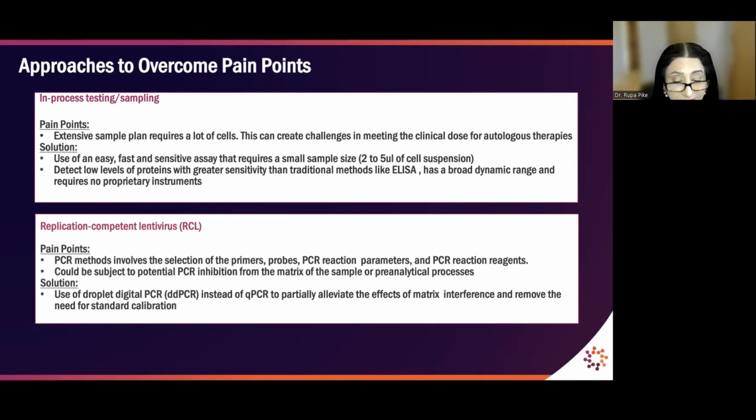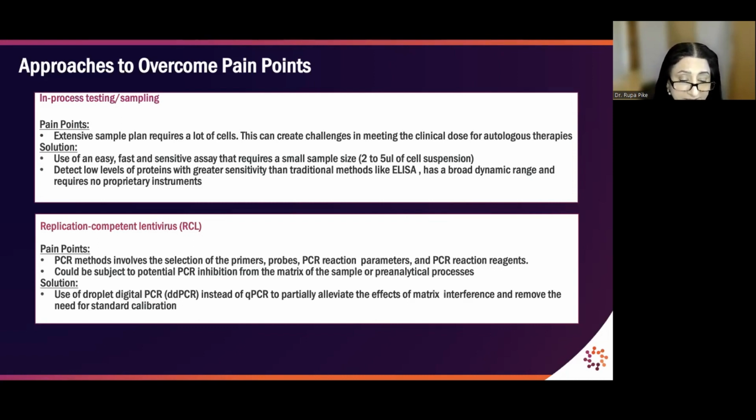So one of the solutions is to use an easy qPCR-based fast and sensitive assay that requires a small sample size, as little as 2 to 5 microliters. It detects low levels of protein with greater sensitivity than traditional methods like ELISA. It has a broad dynamic range and it requires no proprietary instruments. This assay, because it is an in-process assay, does not require the stringency of a release assay for the final product. And the last example I've provided here is replication competent lentivirus, or RCL.